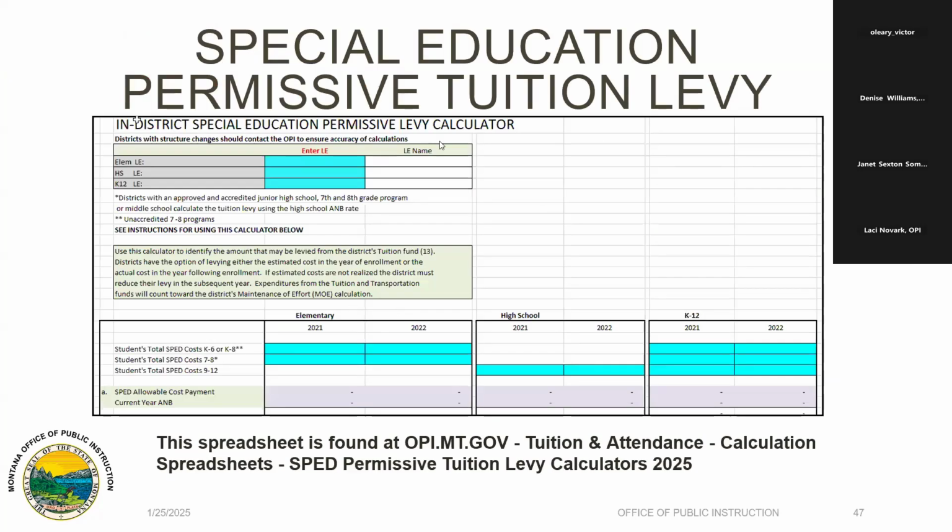This is just a picture of the permissive levy tuition. You just put in your LE, and then when they're updated, it will pull up all the information and fill it in for you. And then you just move forward from there. It'll calculate what you need to levy in the mills and all of that.